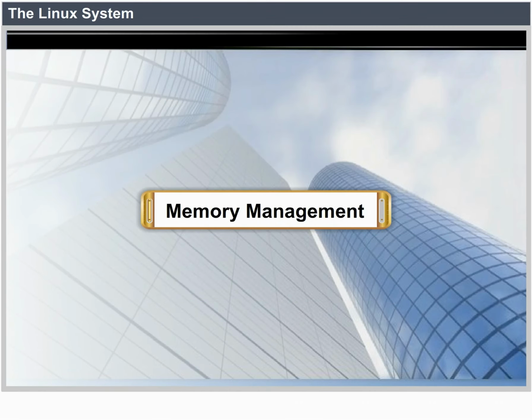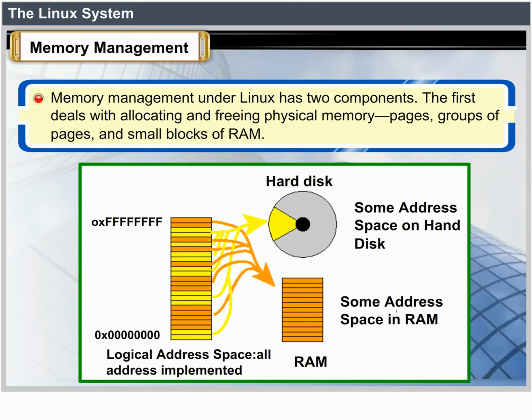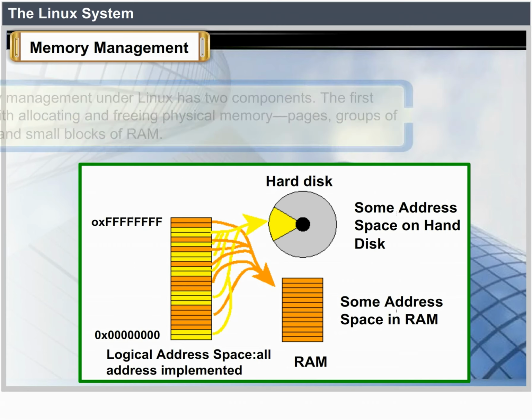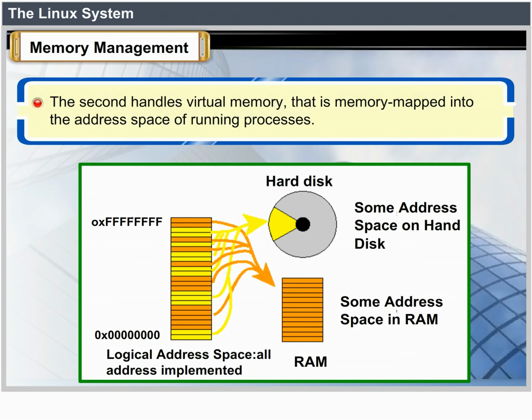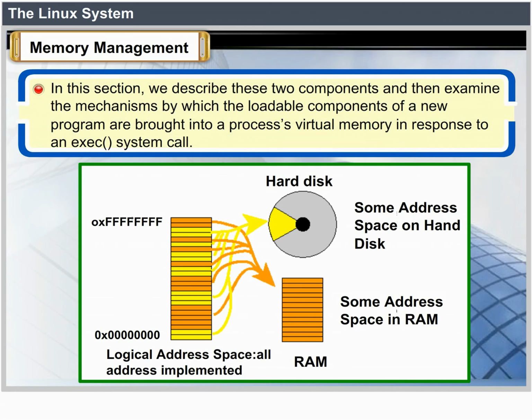Memory management. Memory management under Linux has two components. The first deals with allocating and freeing physical memory: pages, groups of pages, and small blocks of RAM. The second handles virtual memory, which is memory mapped into the address space of running processes. In this section, we describe these two components and then examine the mechanisms by which the loadable components of a new program are brought into a process's virtual memory in response to an exec() system call.